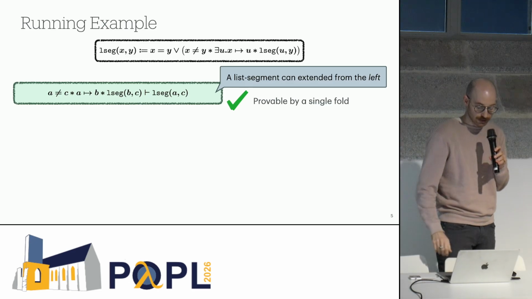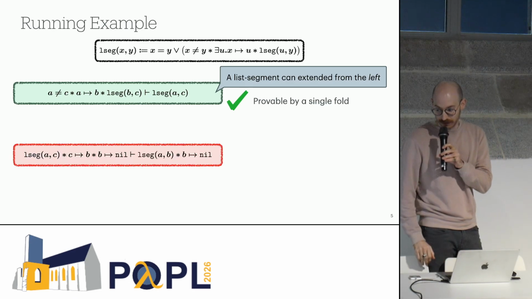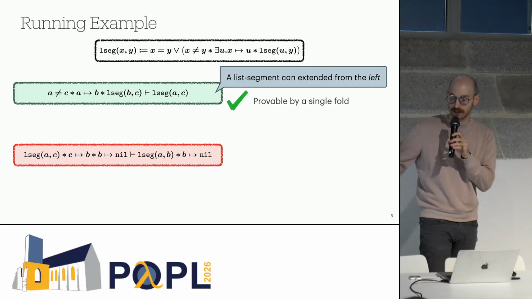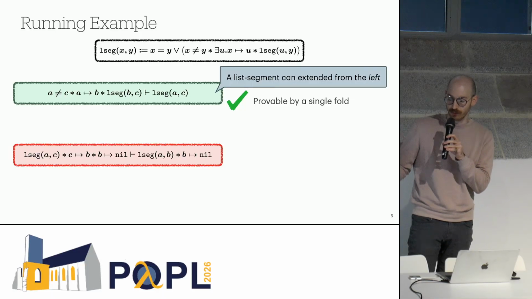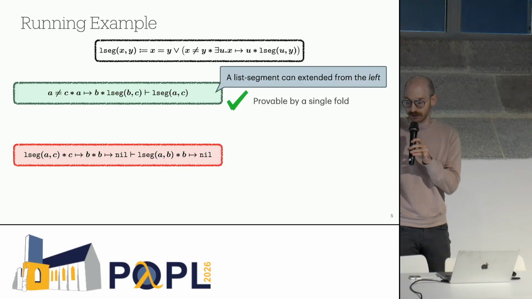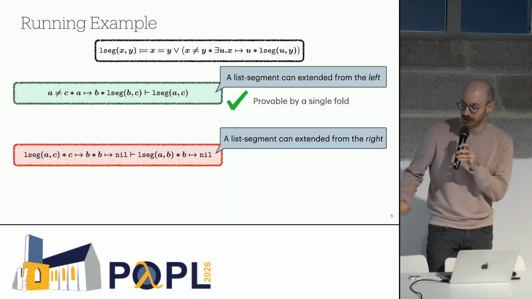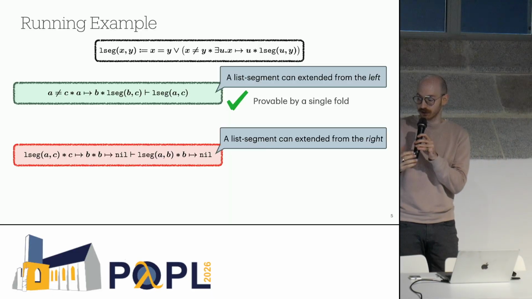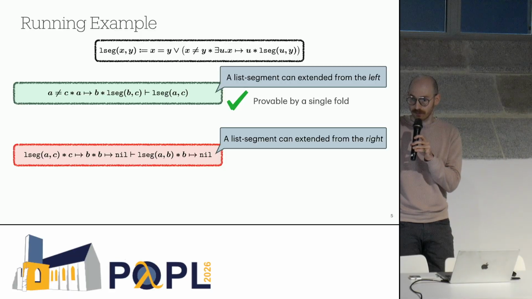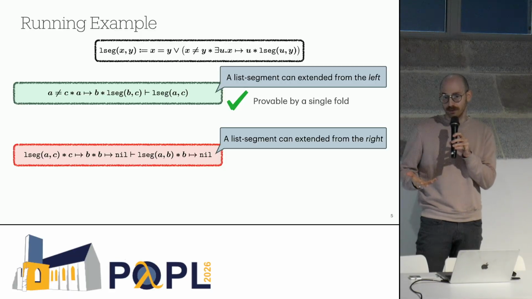The second entailment that we want to prove says lseg A C star C points to B star B points to nil entails lseg A B star B points to nil, which is basically saying a list segment can also be extended from the right. And this entailment is true in separation logic.